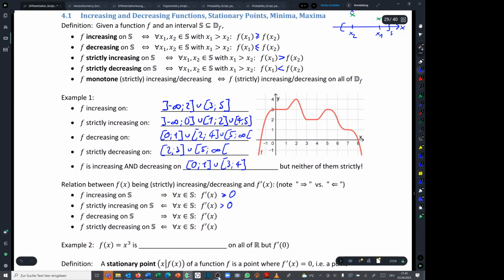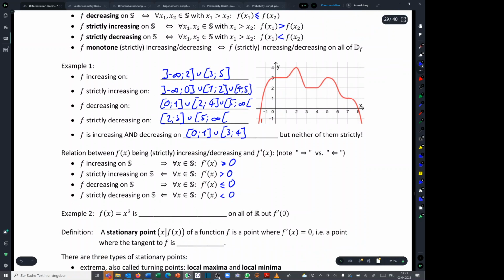When is f decreasing? And the opposite way, what do we have to know about f dash so that we know it is strictly decreasing? Think about it. Complete the script, and yes, it is. If f is decreasing, then f dash is smaller equal to 0, obviously, and if f dash is smaller than 0, then we know that f is strictly decreasing.